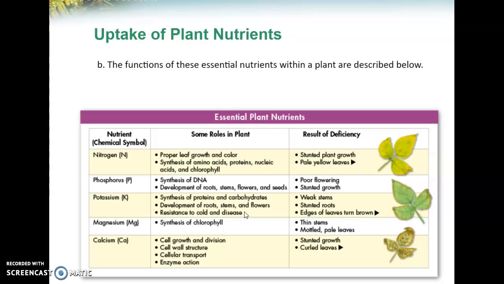Potassium, resistance to cold, helps the roots and stems and flowers. You get weak stems and roots, and the edges of plant leaves turning brown. Magnesium helps to make chlorophyll. Calcium helps with cell structure and transporting enzymes. You get curled leaves, stunted growth without enough calcium. There's just a little bit of ideas that the plants vitally need these micro and macronutrients, and they get them from the soil through the roots.